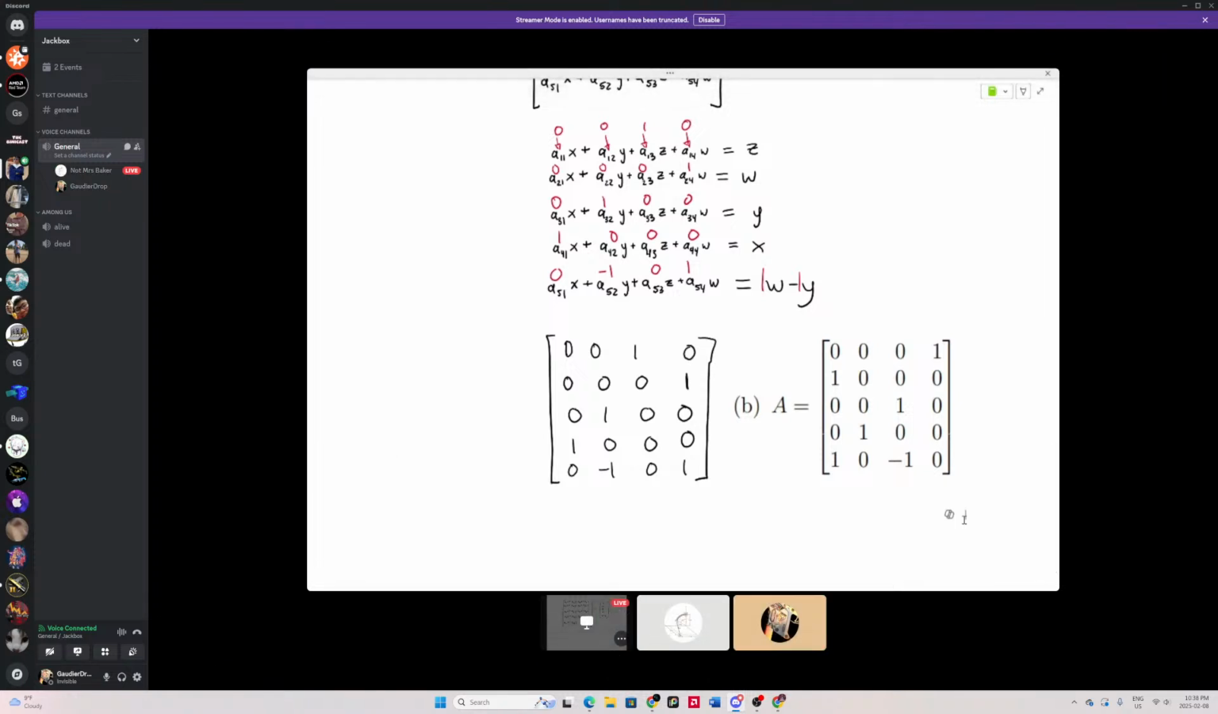So let's think. This would be the x column in ours. This would be the y, w, z, and the w minus y. And then in here, if we had to match, this would be the w, y, z, and that'd be the x. Why is that? Hmm.